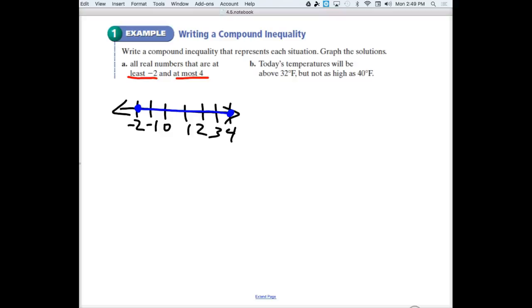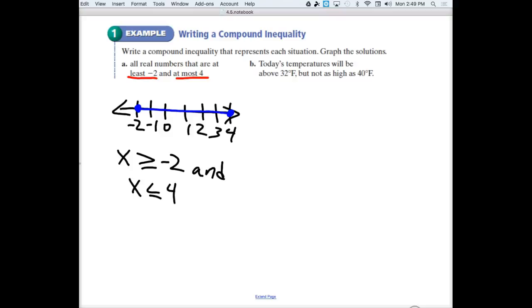Now, how would we write it? Again, you can write it as two separate inequalities. So we would have x is at least -2, so it has to be greater than or equal to -2, and x at most 4, so x has to be less than or equal to 4.